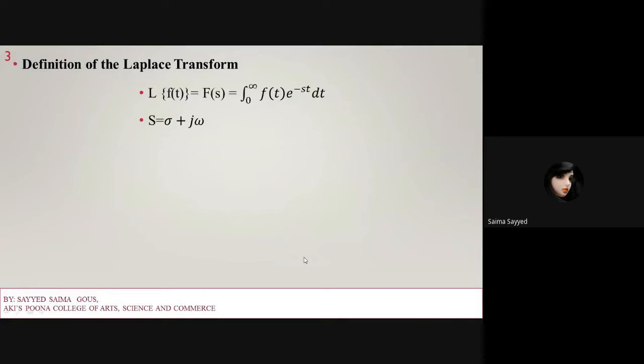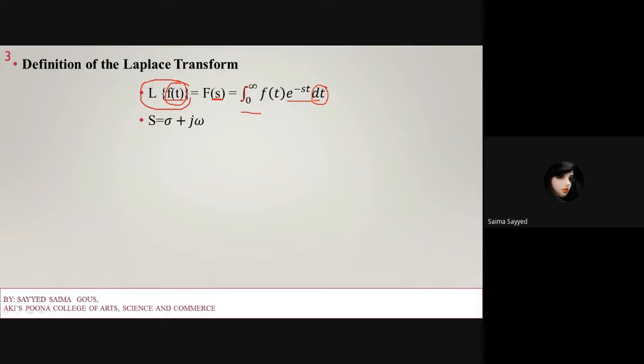So the definition of Laplace: we have any function f of t. This is a time domain function, and we go from the time domain to the S domain, or we can say the Laplace domain, by integrating it from 0 to infinity, multiplying by e raised to minus st, with respect to dt. So this is the definition of the Laplace transformation of f of t.